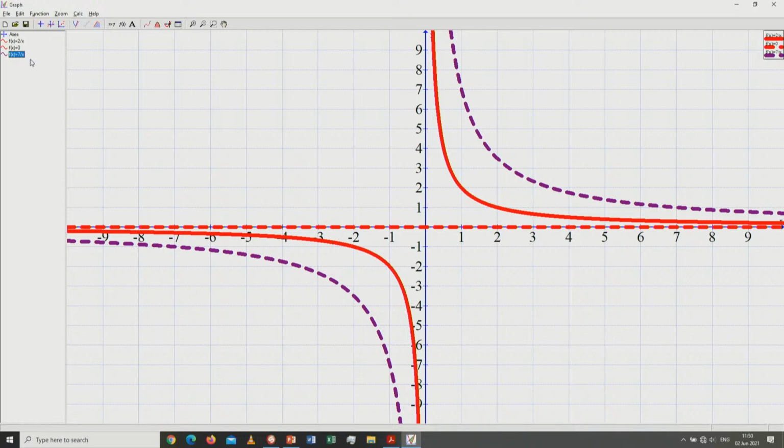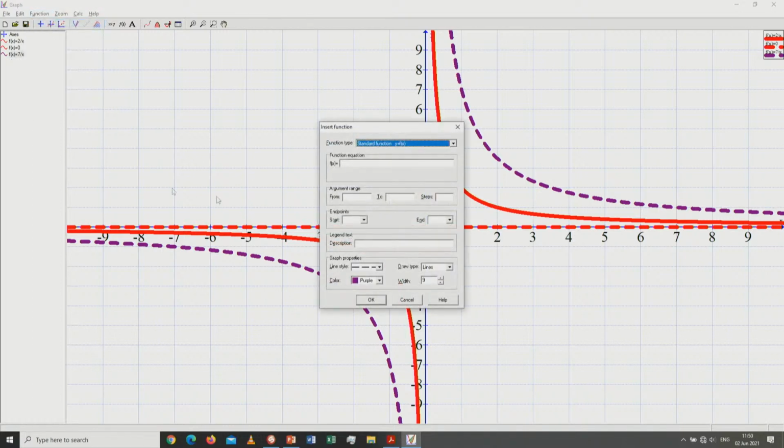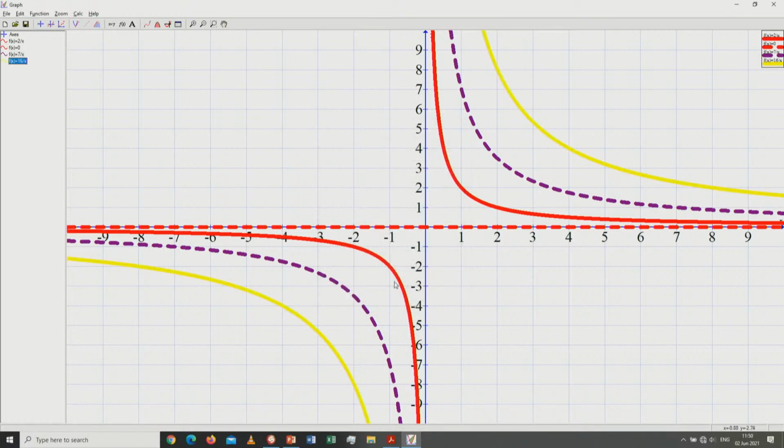But now, when the value is more, the graph is moving away from the axis. Let me verify this one. Let's have the last one, where maybe we can have 16. If you have 16 divided by x, see what's going to happen to the graph. It should be the solid line. Okay, there we are. Can you see now?